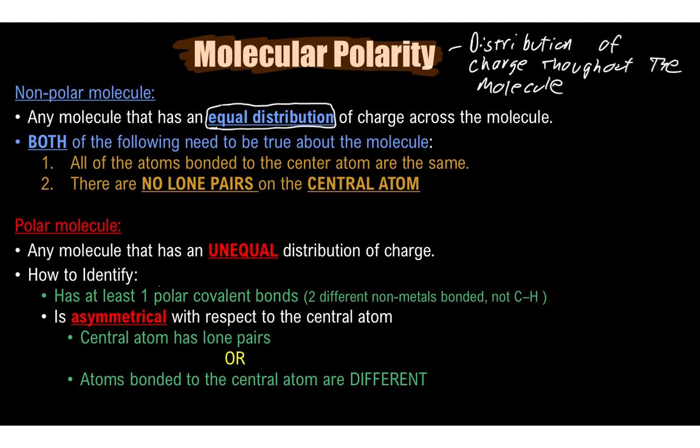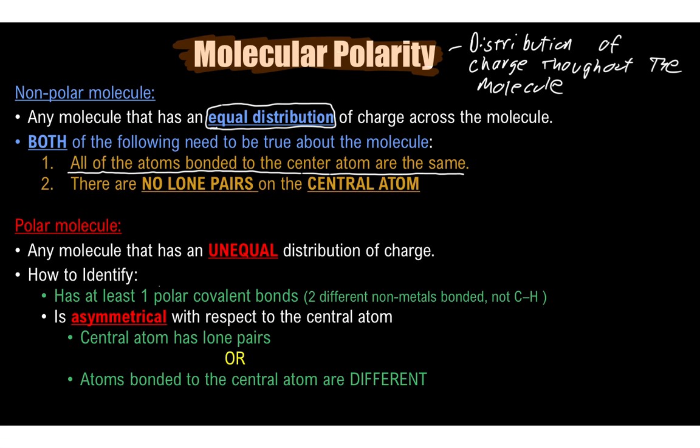The first of these is that all of the atoms bonded to the center atom need to be the same. Now, they are different from the center atom. We're not dealing with a case like ozone here, where the center atom and the surrounding atoms are the same. We're dealing with a case where all of the bonded atoms at the center are the same, so whatever is around the center atom is identical to each other.